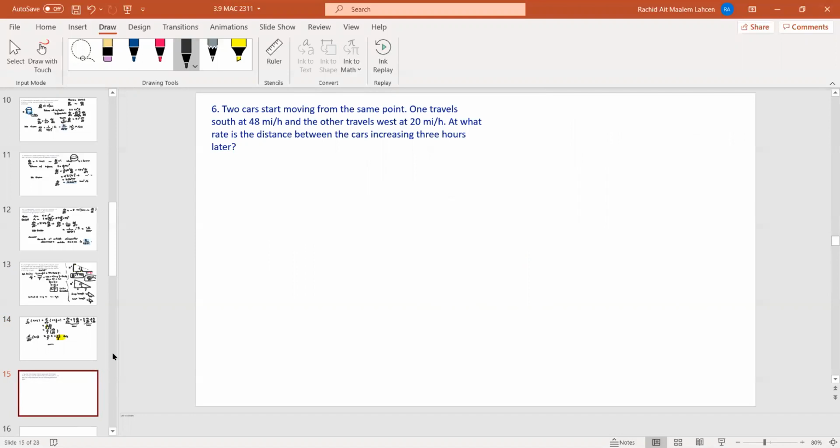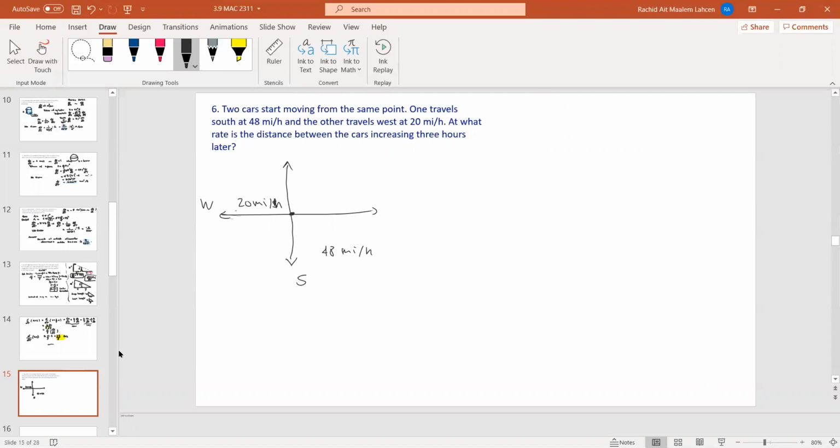Two cars start moving from the same point. Yes, this is something we're interested in. For example, in engineering, you have different things moving in different ways, and you're interested to find the rate of one in regards with the other. So two cars start moving from the same point, let's say this point. One travels south at 48 miles per hour, and the other travels west, let's say west, at 20 miles per hour.